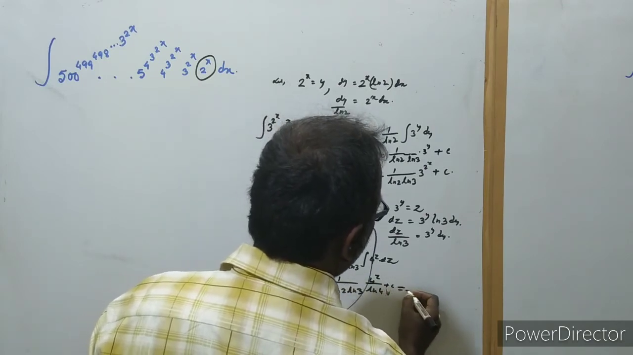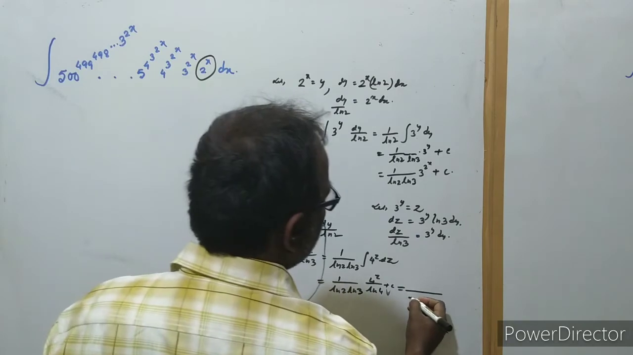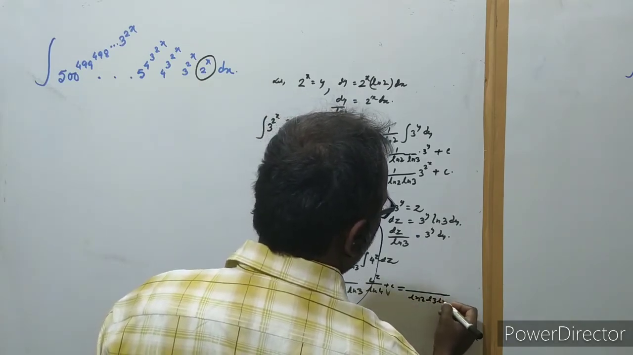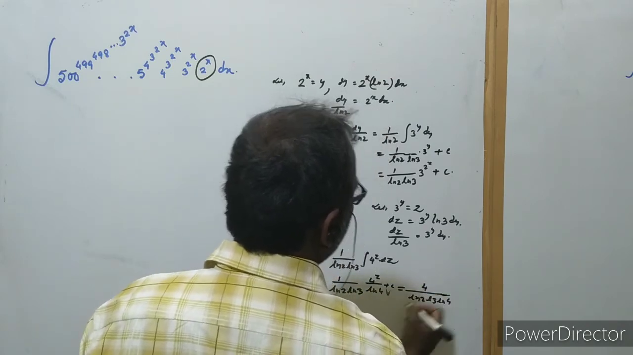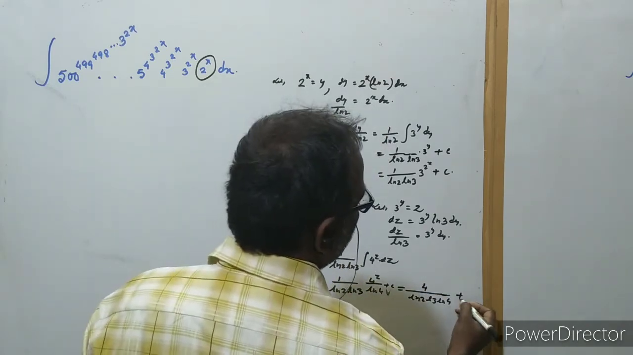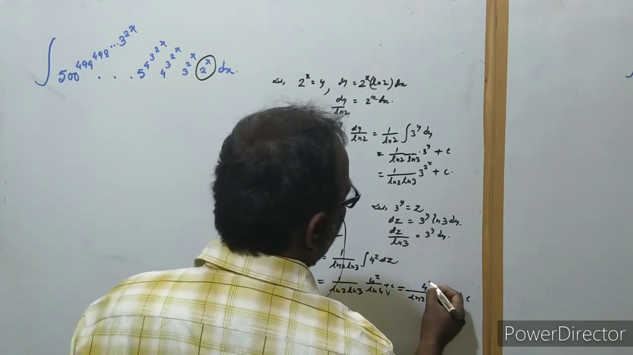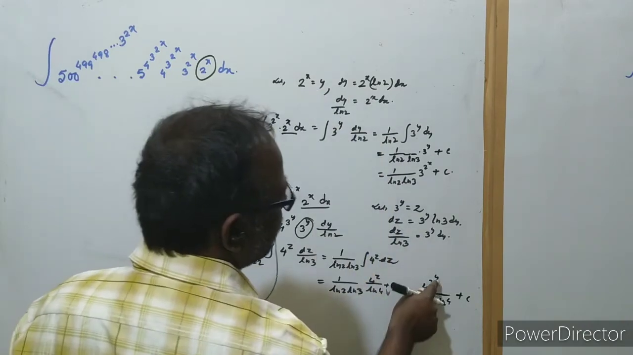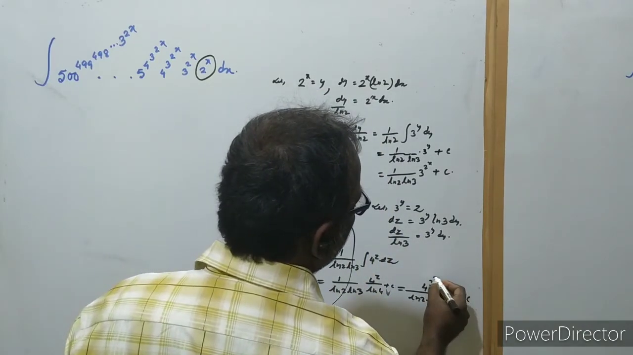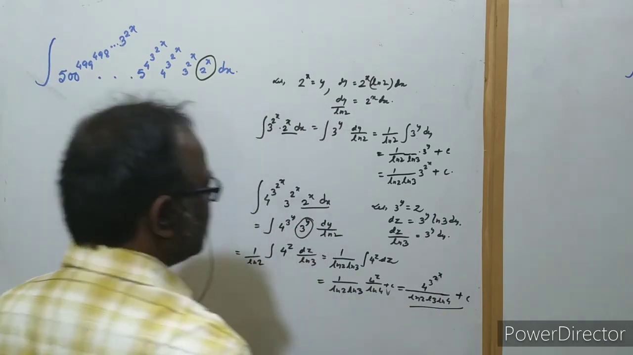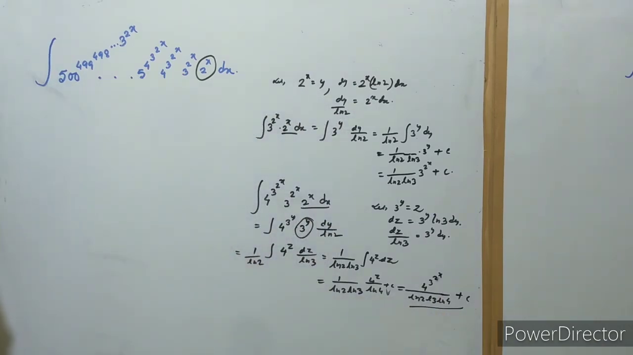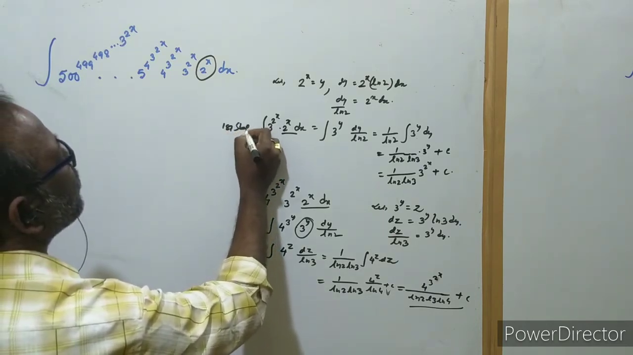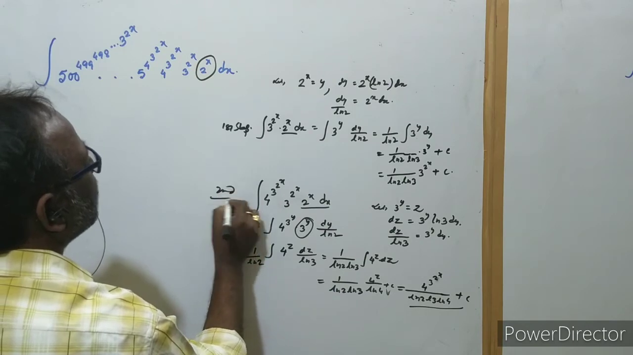So you can write 4 to the power z by ln 2 ln 3 ln 4, plus c. Z means 3 to the power y, and y means 2 to the power x. So you can write here 2 to the power x. This is your answer. Technically we can use this; this is the first step, and this is the second step.